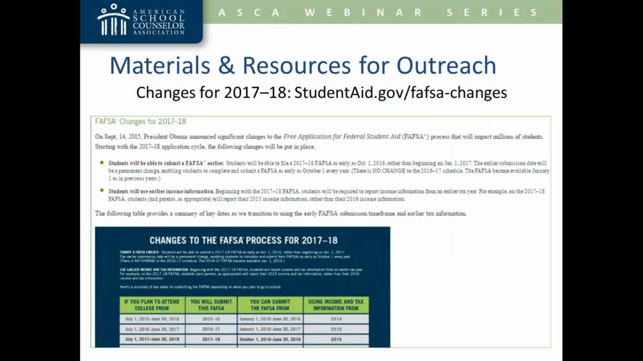This is the student version of the announcement that I mentioned on the Financial Aid Toolkit site. This is the FAFSA changes for 17-18 that you can find at studentaid.gov/FAFSA-changes. It's got the general overview of what the changes are. It's got that table that shows the dates, which FAFSA to submit for when, what dates you can submit the FAFSA, and which income and tax information you're looking at. So this is something that we've made available for students so that they can just get the high-level overview of what's new and different.